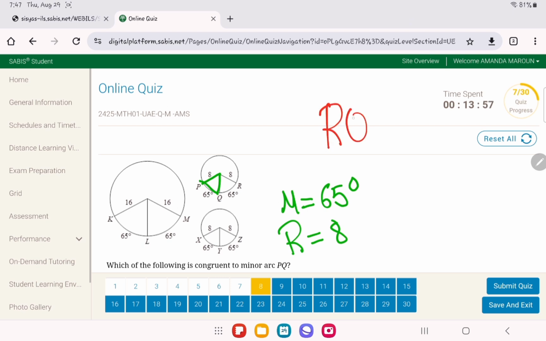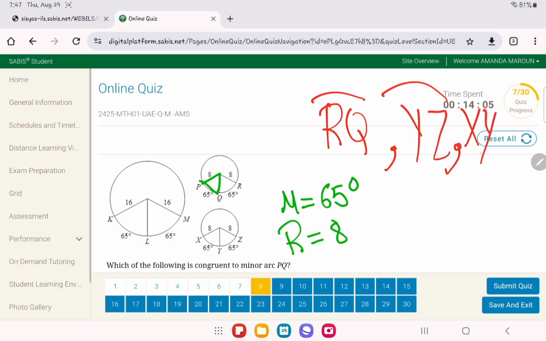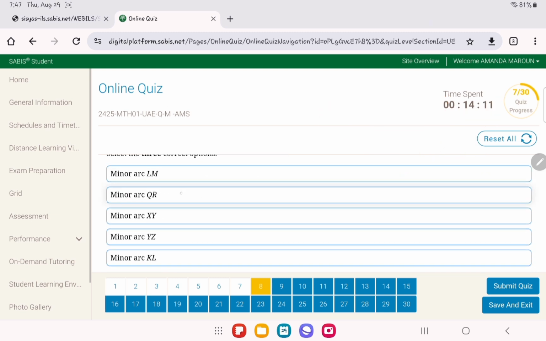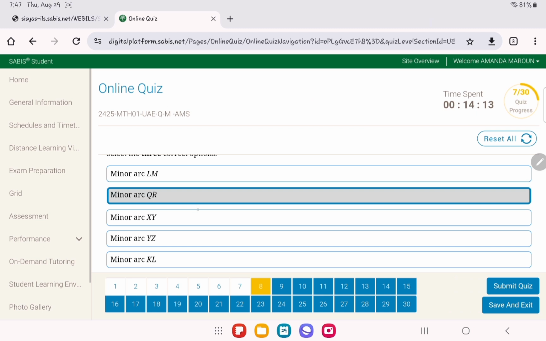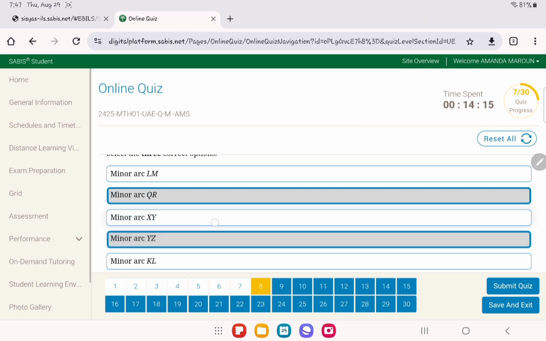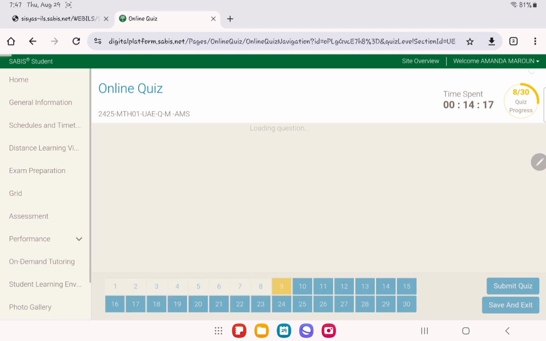We have RQ, we have YZ, and we have XY. So the 3 possible answers are RQ, YZ, XY. QR or RQ, YZ, and XY.